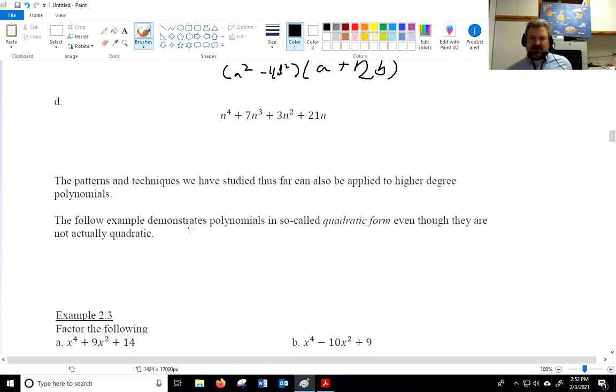All right, next one. Let's factor out an n first, because anytime, no matter what new technique I tell you, if there's an n in each term, factor out a common factor first. If you don't do it first, it just makes it harder, and then you still have to do it at the end.